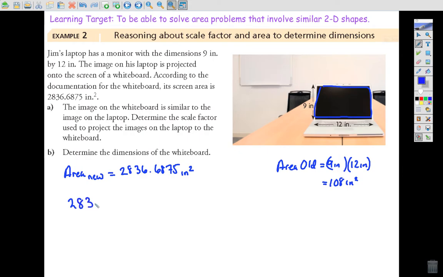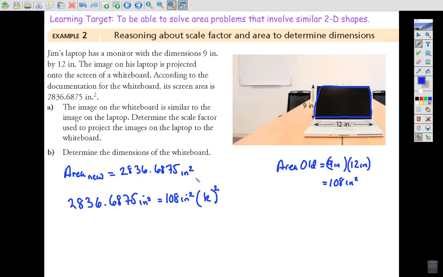So if I set up an equation, 2836.6875 inches squared must have come about by taking my 108 inches squared and multiplying by whatever my scale factor k was squared. So I'm trying to isolate k here. My first move is going to be to divide by 108. So I'm taking 2836.6875 and I'm going to divide that through by 108.